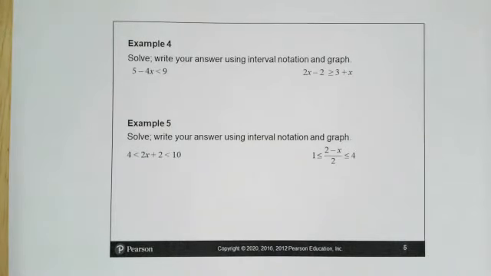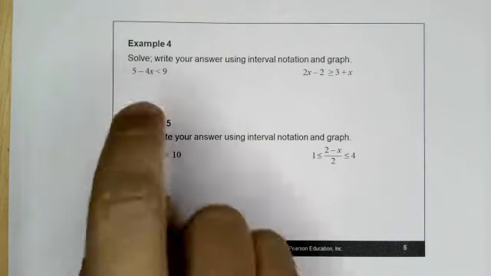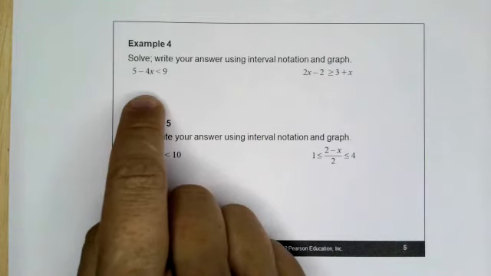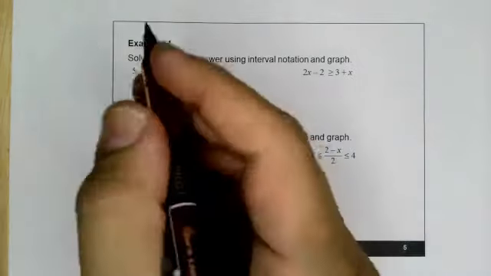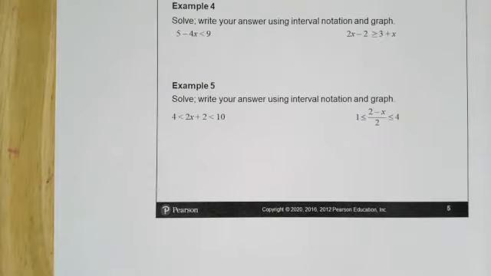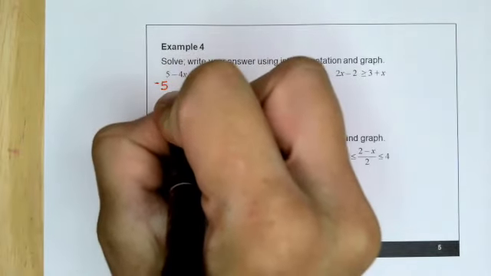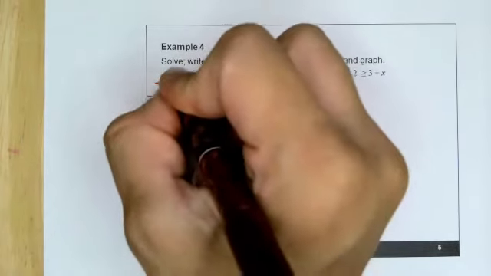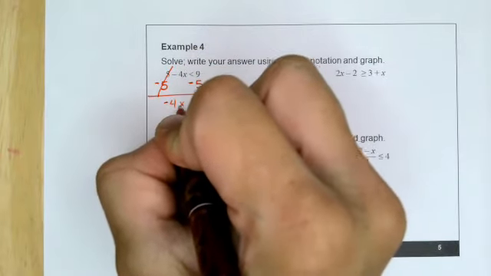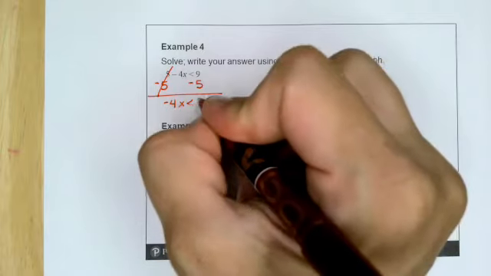Okay, example 4. Solve, writing your answer using interval notation and graph. So for this one, it would be all values I can multiply by -4 and combine with 5 to get a number less than 9. The first thing I want to do is isolate the letter x. So to isolate x here, I'm going to subtract 5. -4x is less than 9 minus 5 is 4, right?